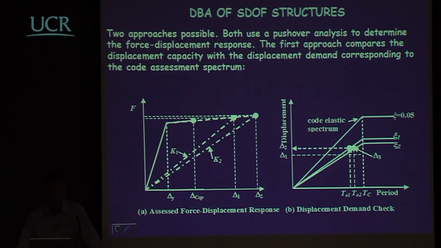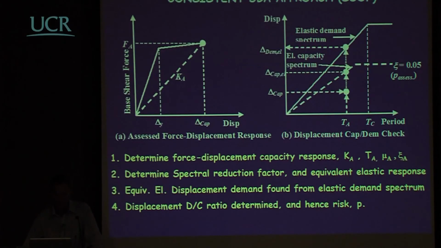Now, there are two approaches possible for the displacement-based design of single degree of freedom structures, and I'm only going to discuss the second one, not this one here. They're both in your handout notes. They both have problems with them, but this is perhaps the most consistent approach that should be used for determining the risk of an existing structure itself.